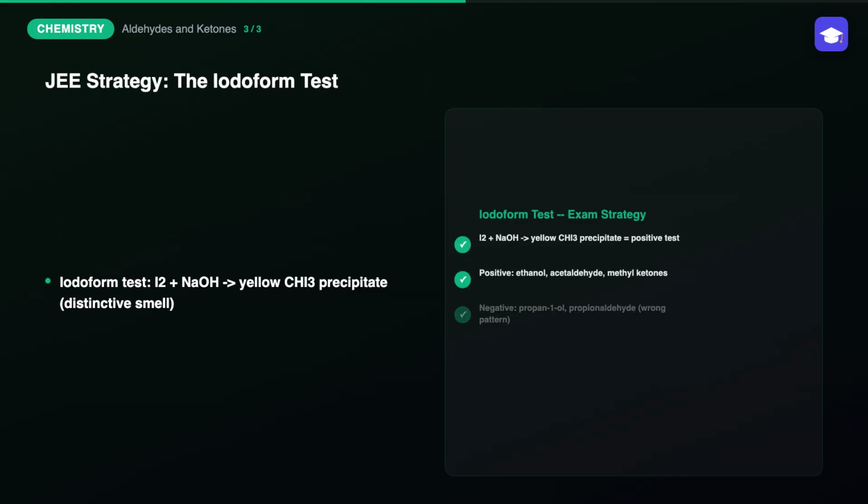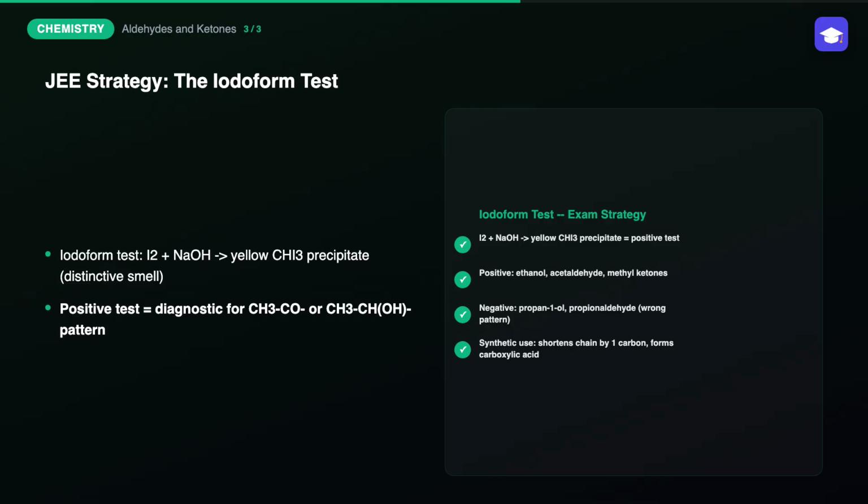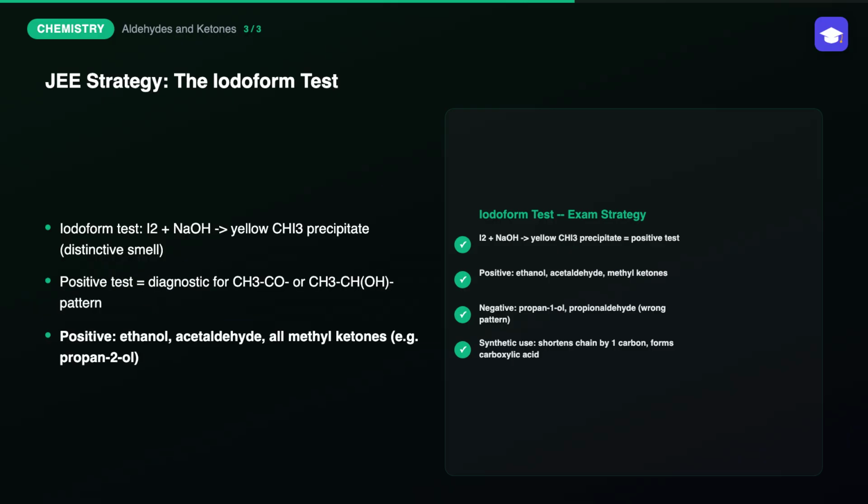The single most frequently tested application on the JEE is genuinely the iodoform test, specifically using iodine and sodium hydroxide, or equivalently sodium hypoiodite. A genuine positive test produces a bright yellow precipitate of iodoform, CHI3, with its own genuinely distinctive antiseptic smell, and this positive result is exactly diagnostic for the CH3CO pattern or the CH3CH(OH) pattern being present in the tested compound.